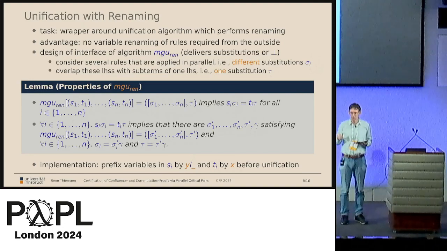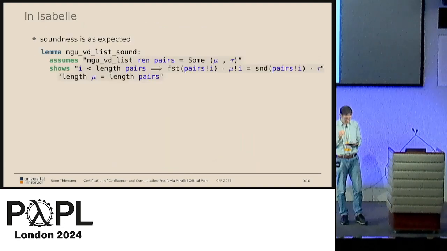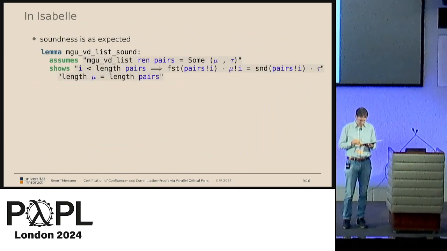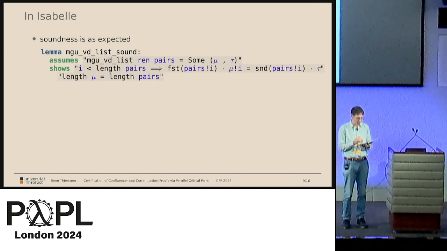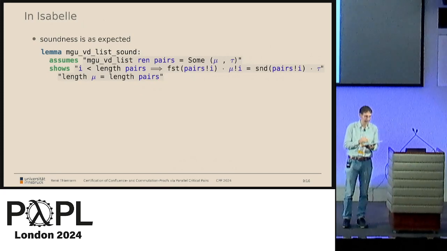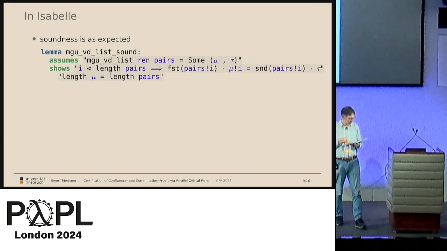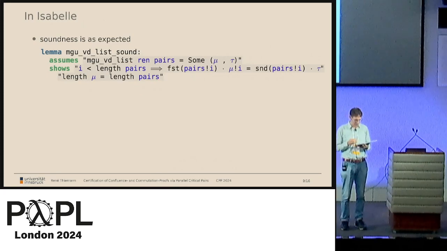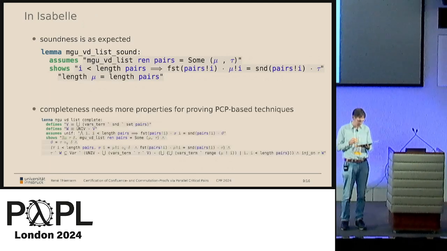Good. How does this look in Isabelle? Basically, the soundness is as expected. If the unification algorithm returns a list of substitutions mu and tau, then you get a unifier, right? And the length matches. However, the completeness result looks more tedious. Here it is.